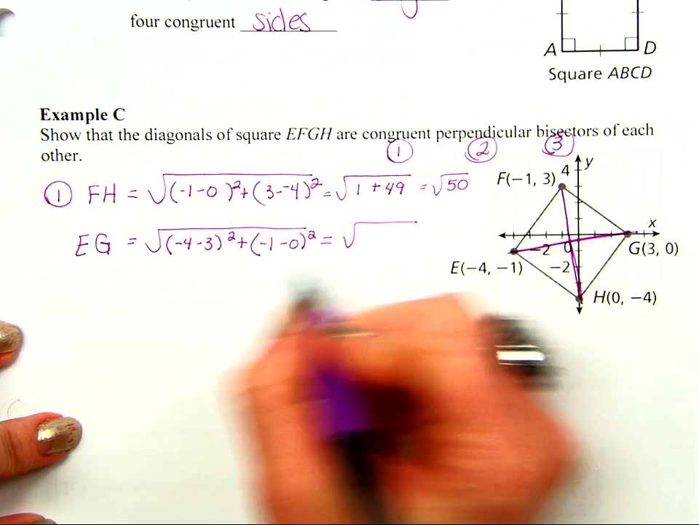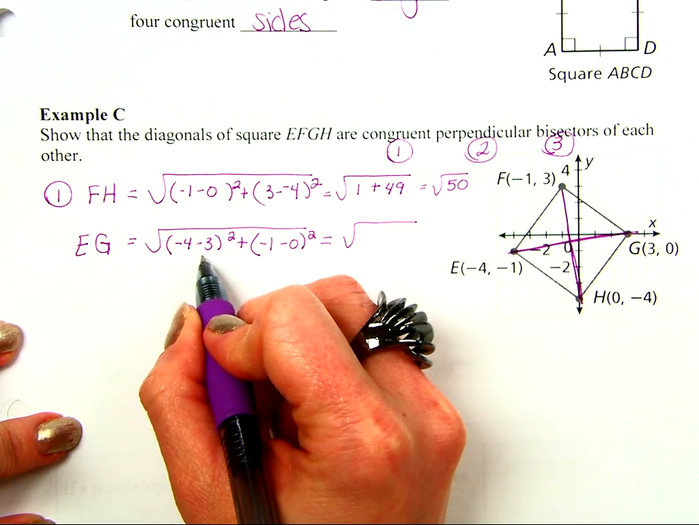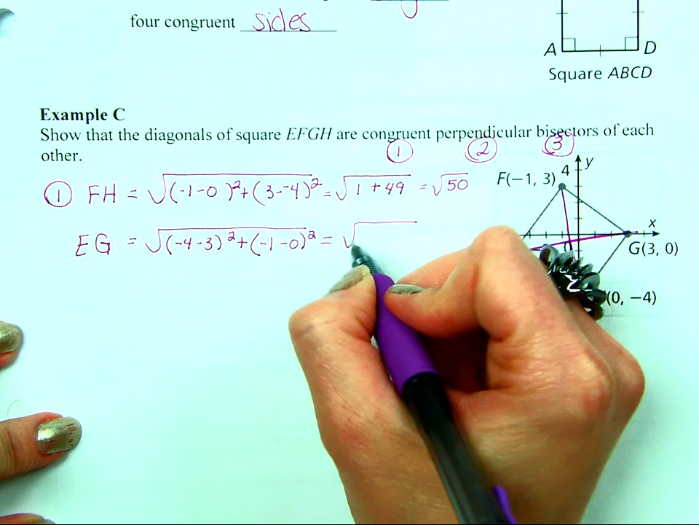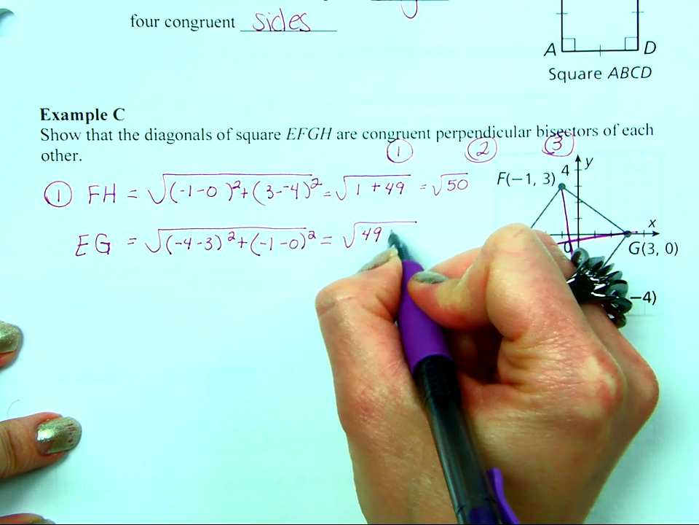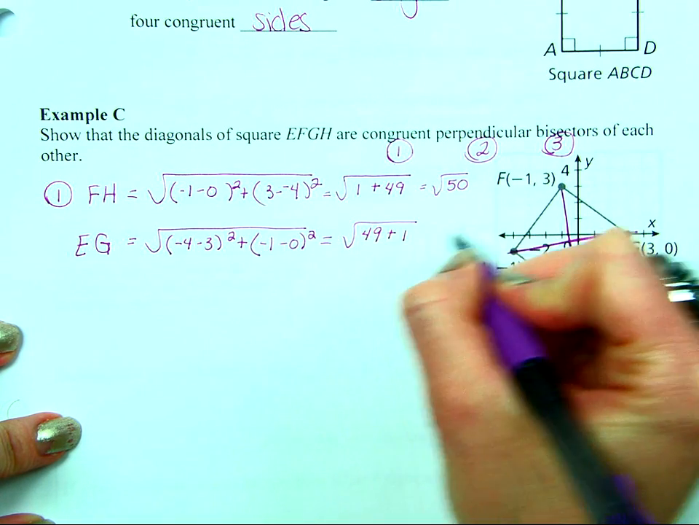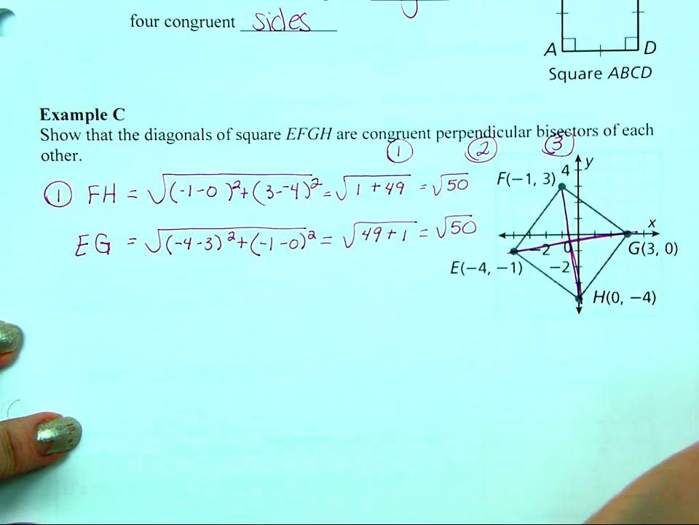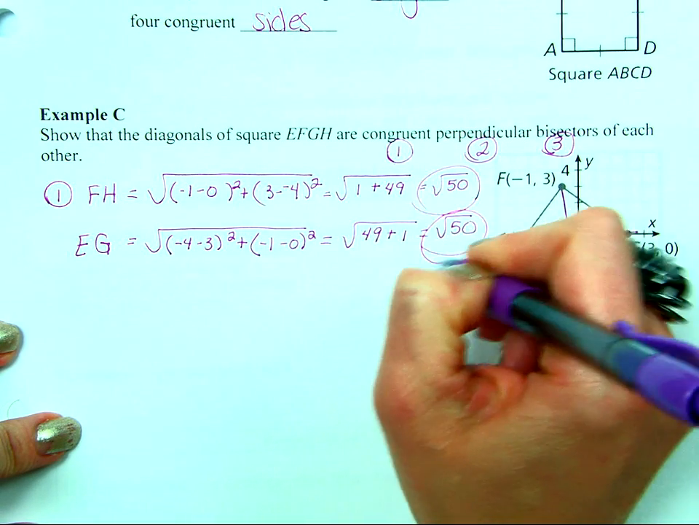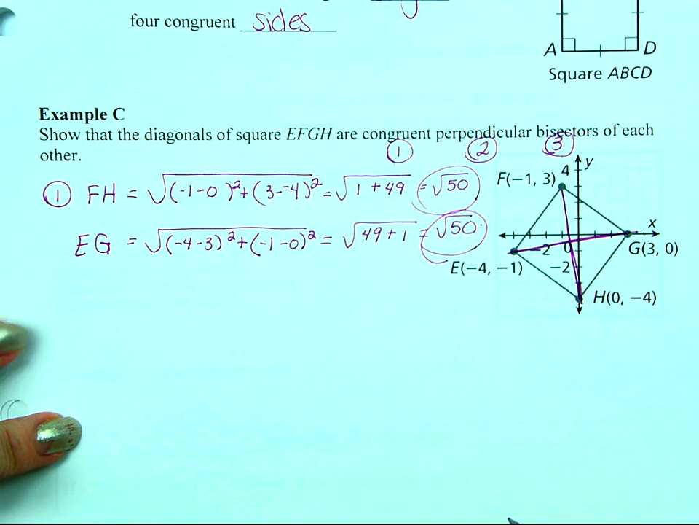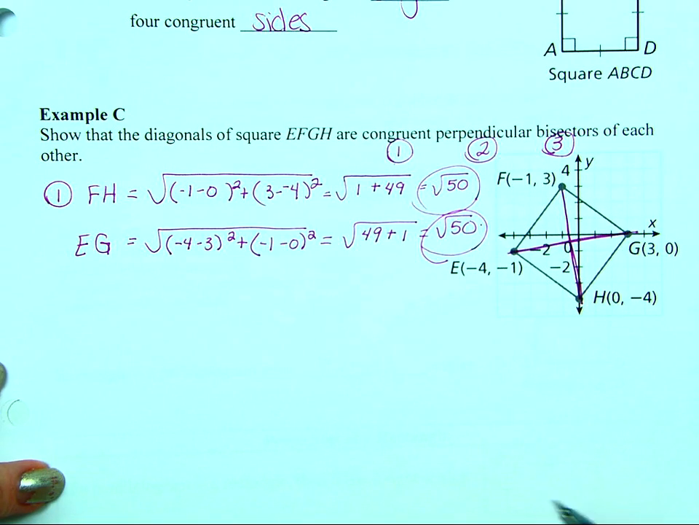I'm going to simplify. I would have a negative 7, but I'm going to square it, and we'd end up with positive 49, and a negative 1 squared. And I can see I'm also going to end up with the square root of 50. This tells me the 2 segments are congruent. They have the same length.